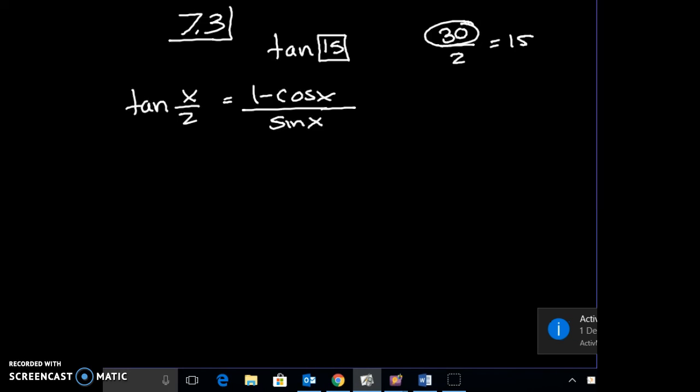Okay, so we're going to finish this problem using the half angle formula. So we figured out that 30 is twice 15, so 15 is half of 30. So everywhere that I see an x, I'm going to put a 30.